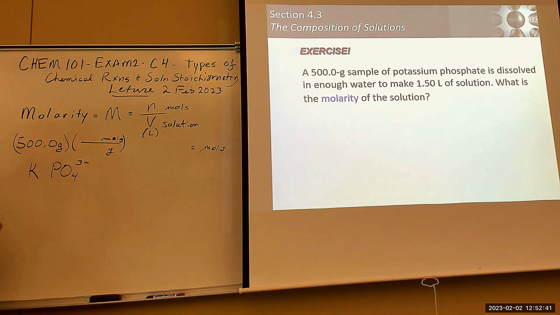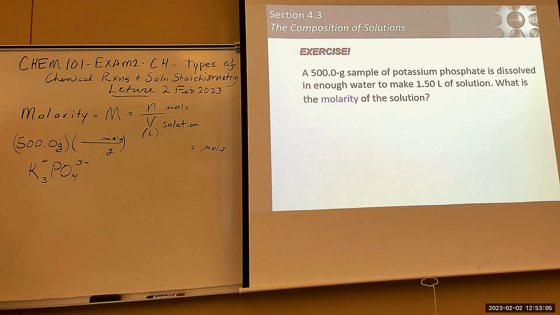Has a 3- charge. Potassium is an alkaline metal in the first column. Those are all +1s. Okay, so now you balance the charges. You need 3 of these to balance those 3 minuses. That's the formula that gives you the molar mass, potassium phosphate.